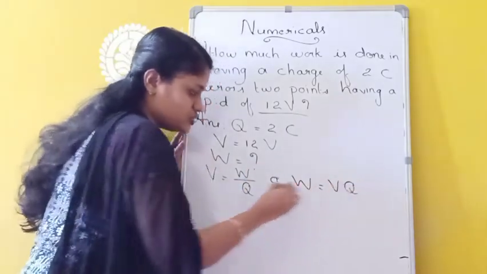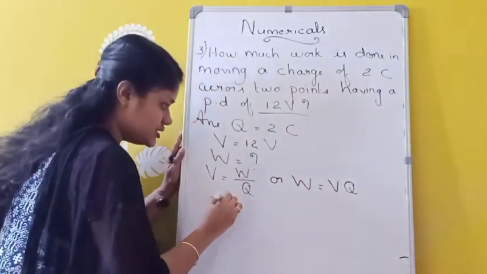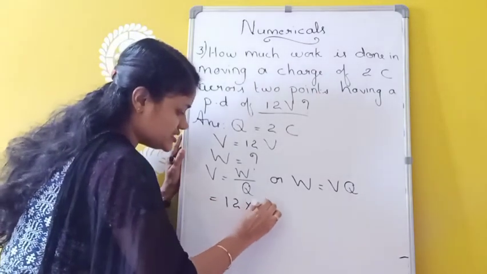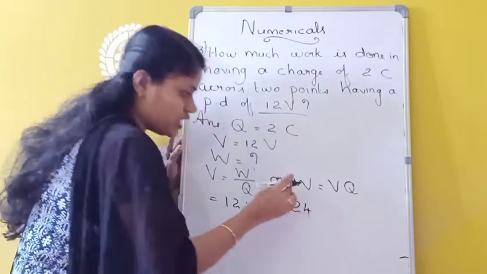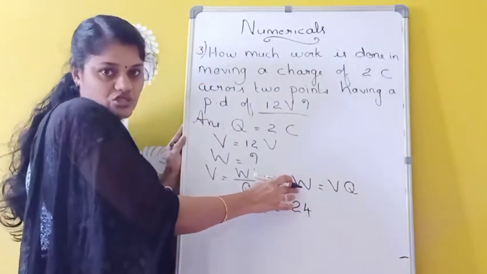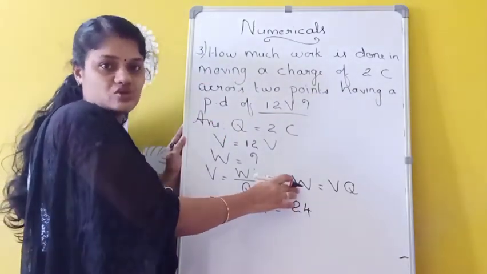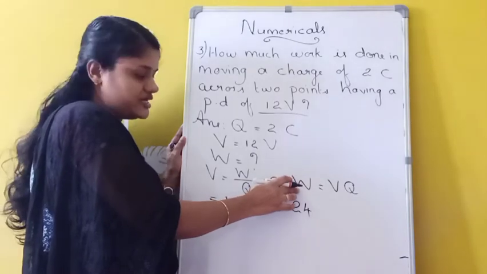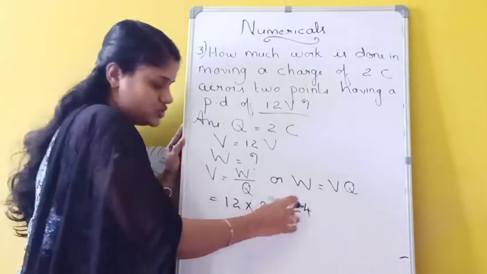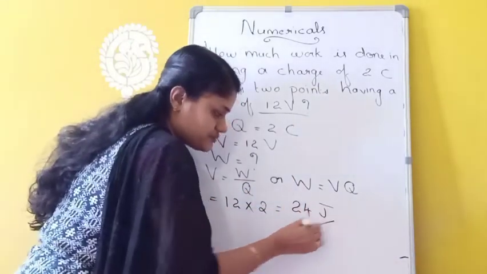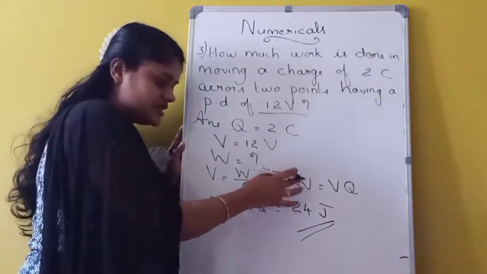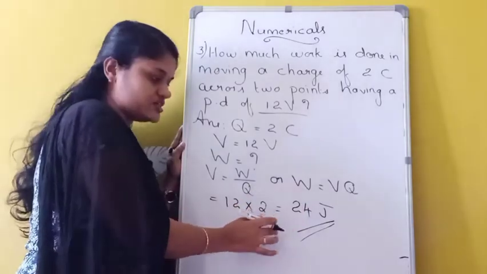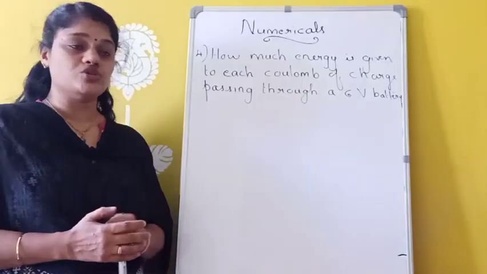V into Q. What is V here? 12 into Q is 2. So 12 into 2 is 24. And what did we find out now? Work done. Work done means it is actually energy only, so work done and energy have the same unit. What is the unit of work done? Joules. So 24 joule. Whatever work done is converted into energy, that means work done and energy both have the same unit. Which one? Joule.